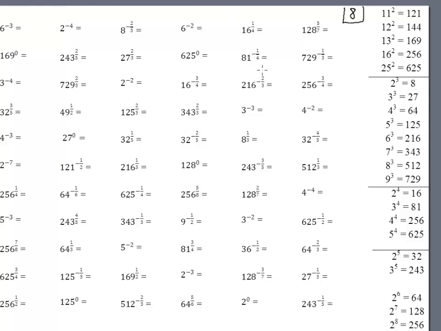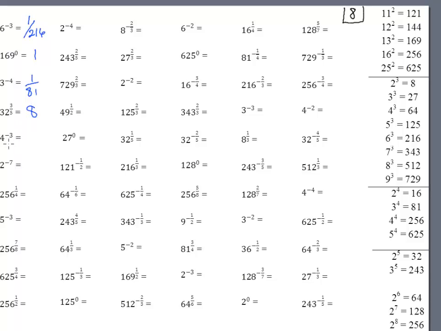Alright, 6 to the negative 3 power, that's 6 cubed on the bottom, so that's 1 over 216. 169 to the 0 power, anything to the 0 power is 1. 3 to the negative 4 power, 3 to the 4th is 81, and it's on the bottom because of the negative exponent, 1 over 81. 32 to the 3/5 power, so 32 to the 5th root is 2. 2 to the 3rd power is 8.